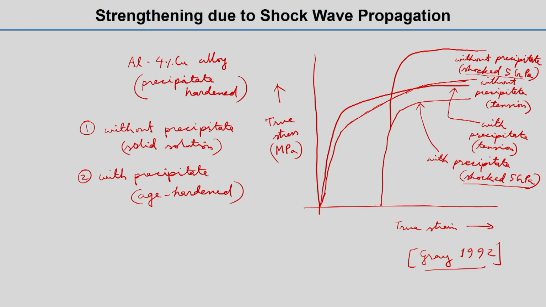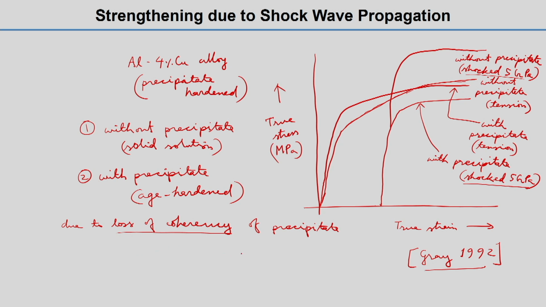It was explained as due to loss of coherency of the precipitate, and that is induced by shock loading. So, what happens is this loss of coherency. First we need to understand what coherency is. Please study about that, but I just want to tell you this.